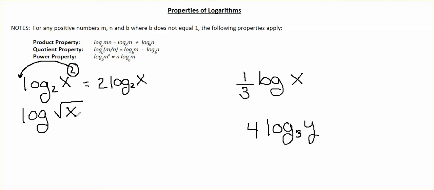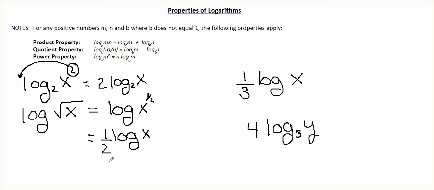Now I want you to be careful here, because in this case it doesn't look like we have a power, but we learned in chapter 6 that the square root of a variable or a number is actually an exponent. It is the exponent of 1/2. So we do have an exponent in this example. So let's take our 1/2 and move it to the front of our logarithm as a multiplication. And now here is the answer to this. That's how you use the power property in a problem like this.